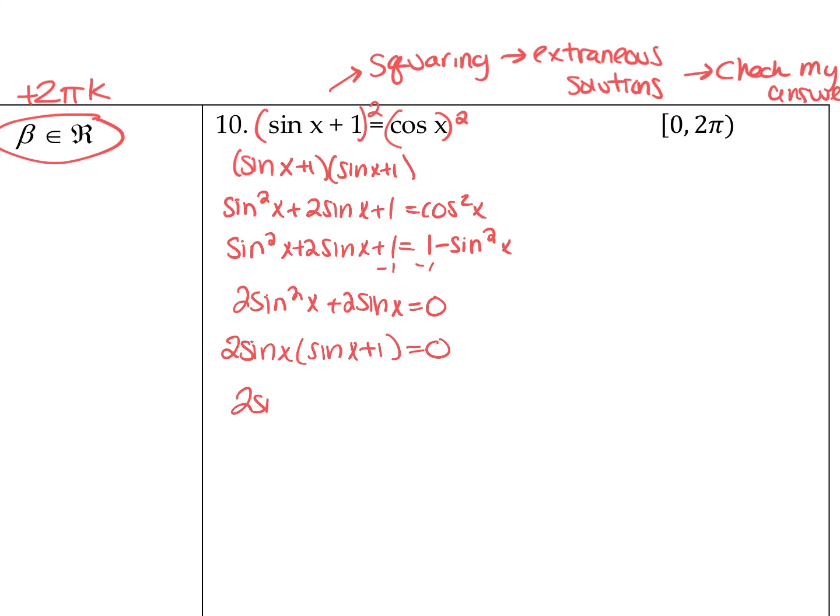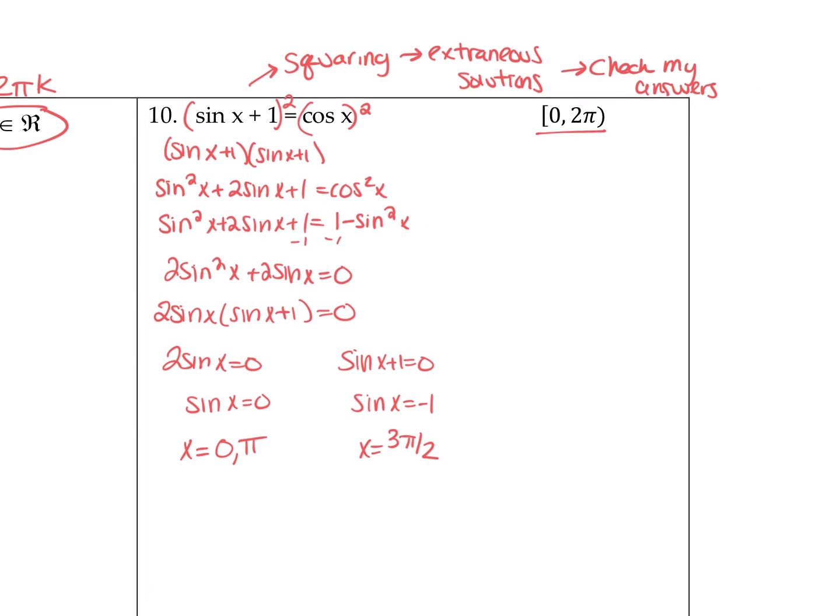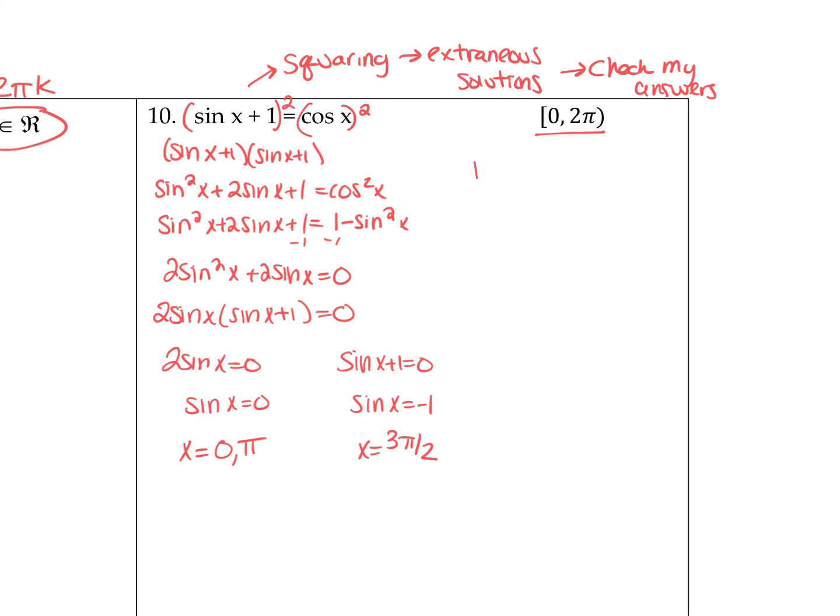So I'll have 2 sine x equals 0, which means sine of x equals 0. And I'll have sine of x plus 1 equals 0. So sine of x equals negative 1. So now I'm solving between 0 and 2 pi. So sine is 0 at 0 and pi. Sine is negative 1 at 3 pi over 2. Now we have to check these really quick.